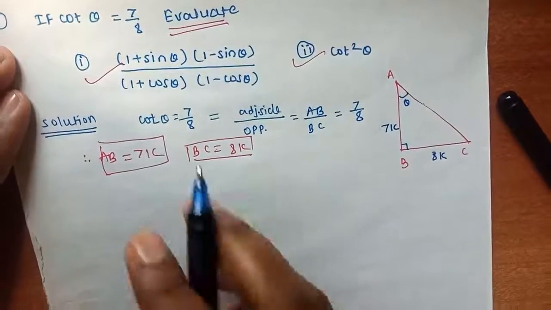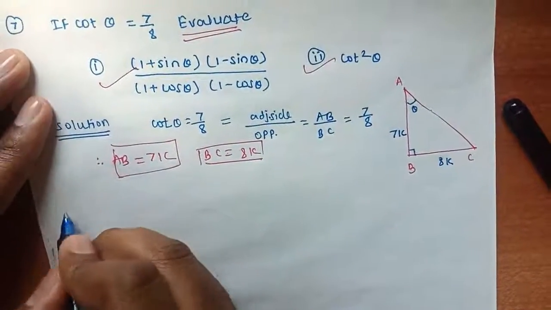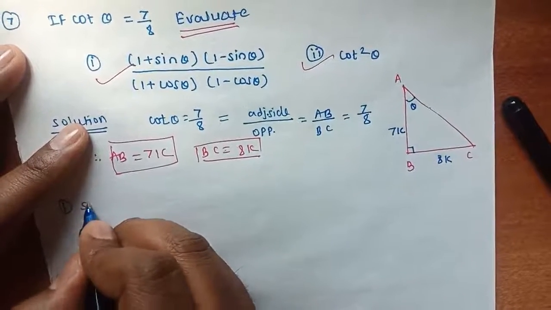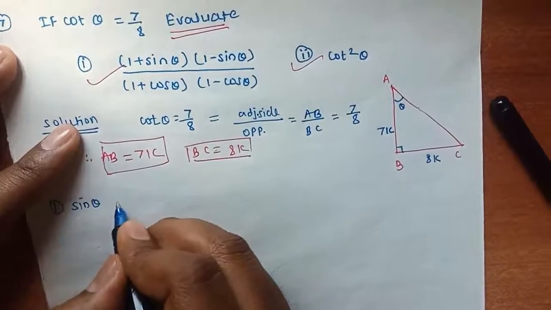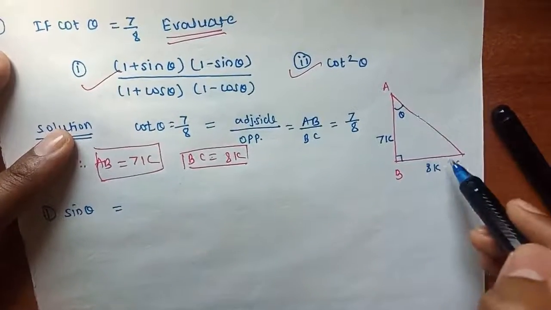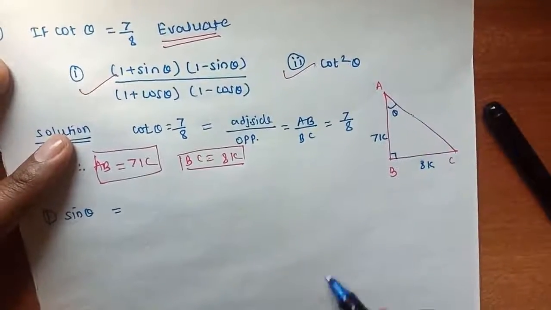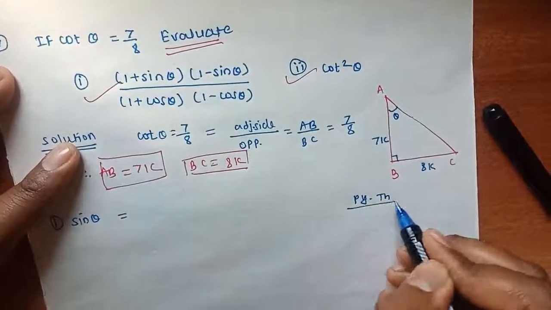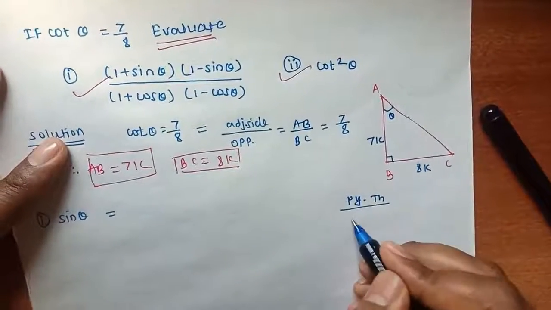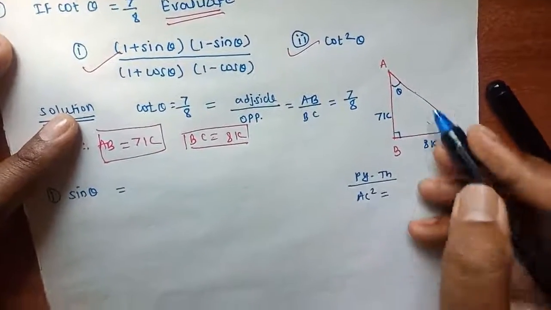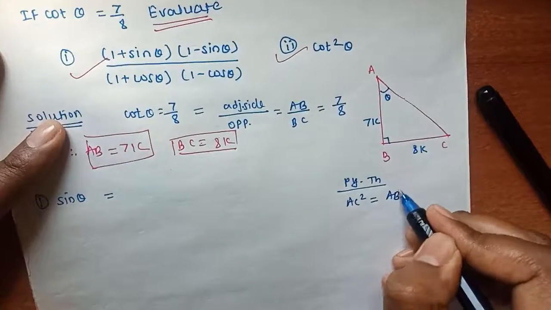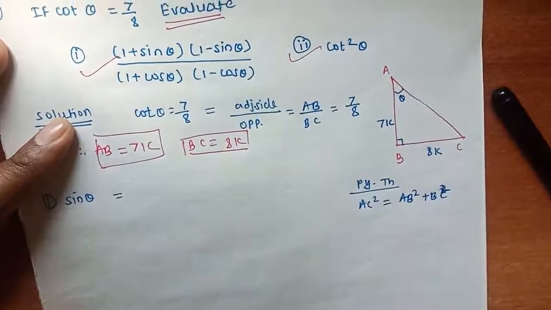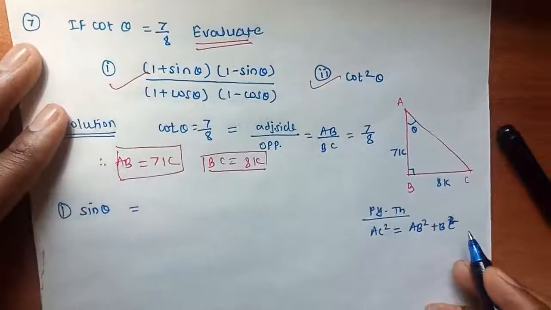So once we know this one, first we have to find this. First I will find the sine theta. Sine theta is equal to, I know that it's opposite upon hypotenuse. So hypotenuse we don't know. So again we have to use the Pythagoras theorem here. So hypotenuse is AC. So AC square is equal to AB square plus BC square. I am writing directly because every problem we are just writing the same thing.